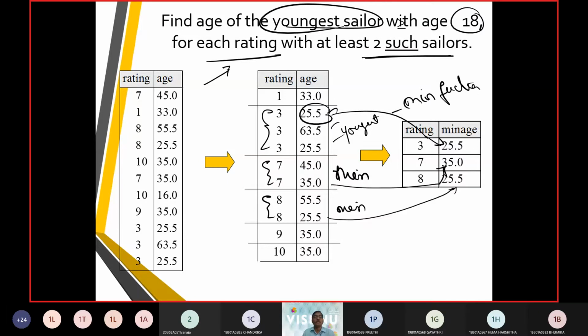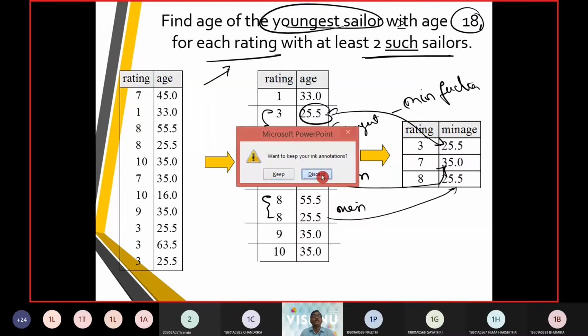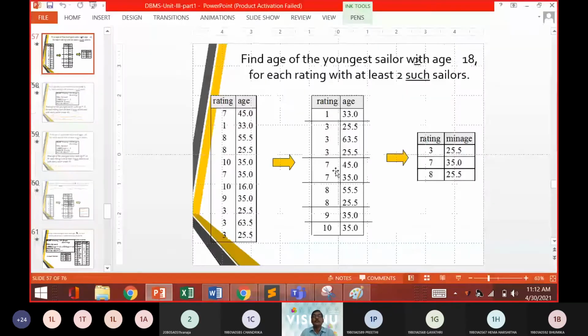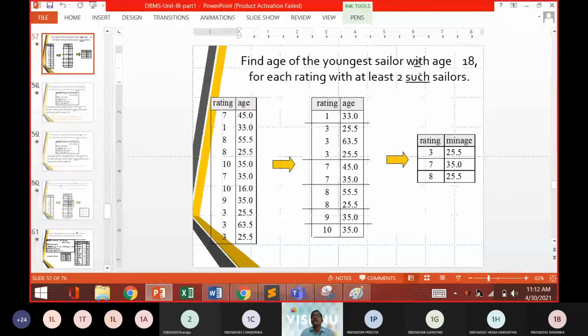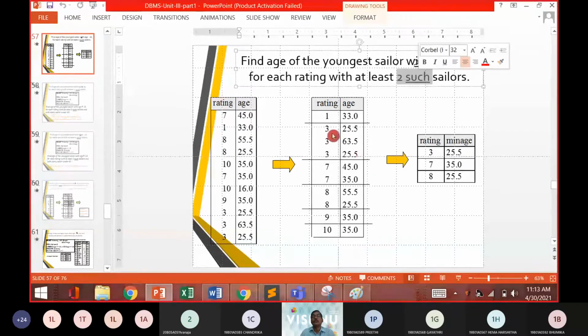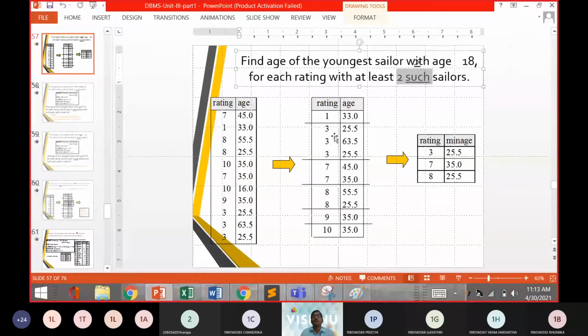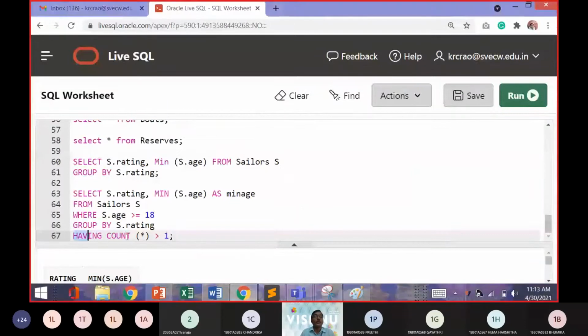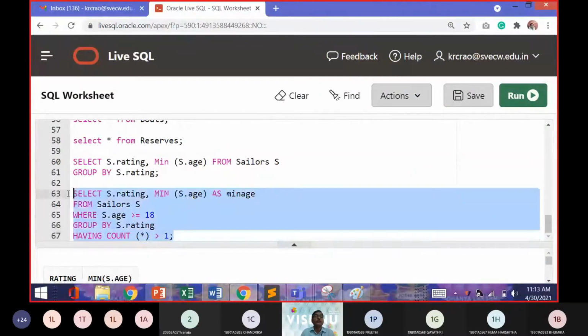So just see how this answer is given here. And in every set, we should have at least 2 such entities. So that's the reason why we considered only 3, 7, 8. We are eliminating 1, 9 and 10. So how are we doing it? We are using having count greater than 1. So just execute the query.